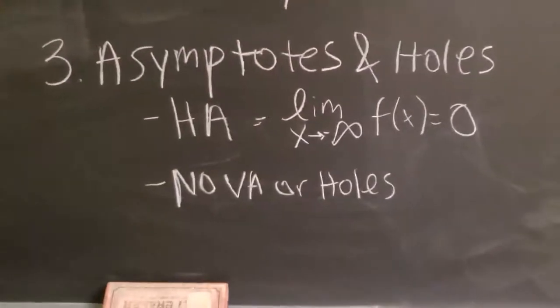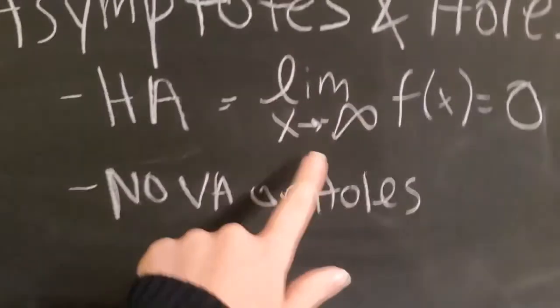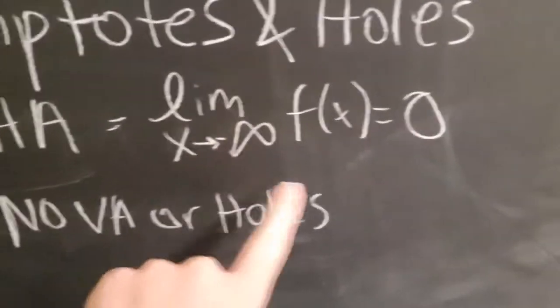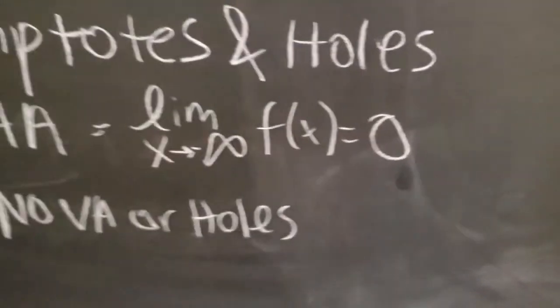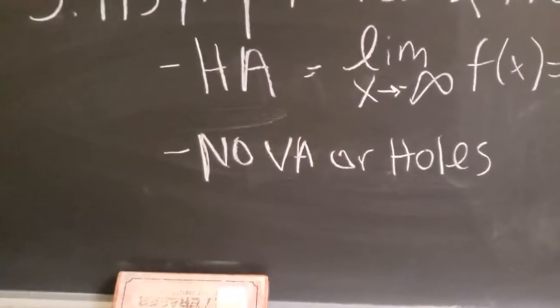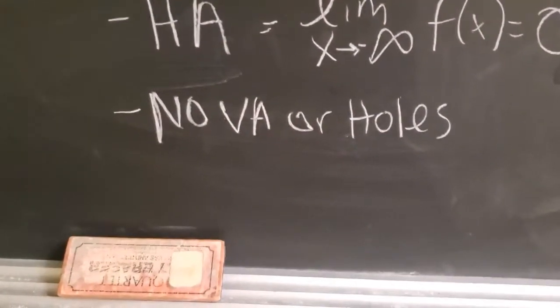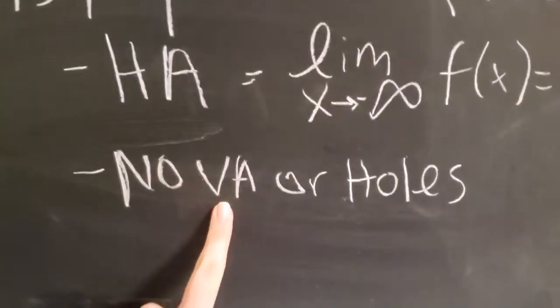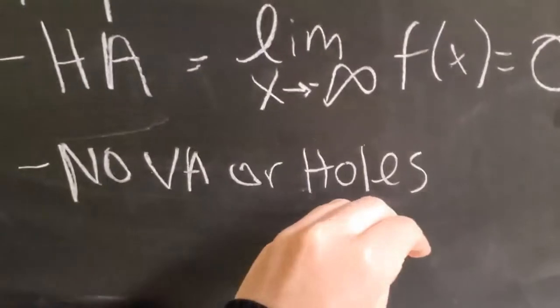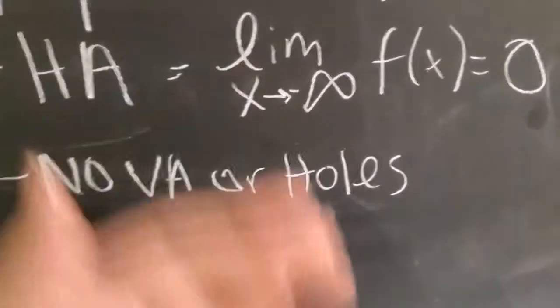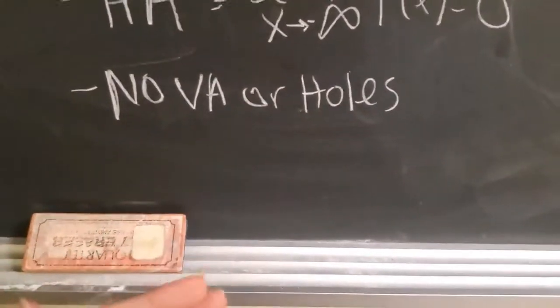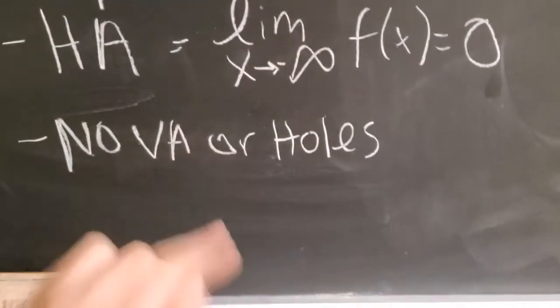For asymptotes and holes, the horizontal asymptote was the limit as x approaches negative infinity of f of x equals 0. I didn't have any vertical asymptotes or holes because, again, I didn't have a denominator, but to find vertical asymptotes, you take out the holes. Holes are like common values on the top and bottom that you take out and set equal to 0, but the vertical asymptote is when you set the denominator equal to 0.